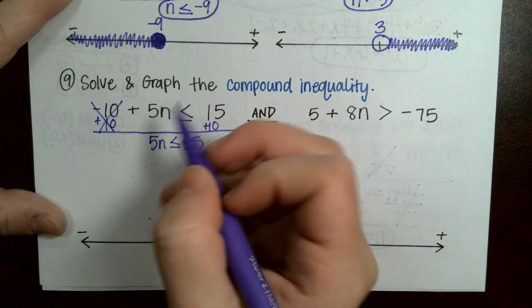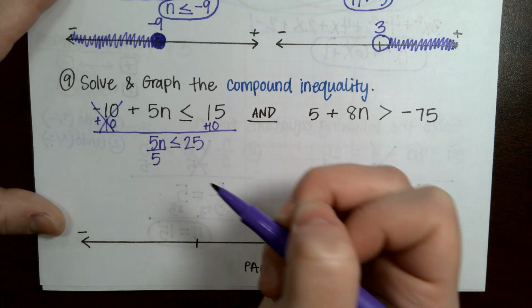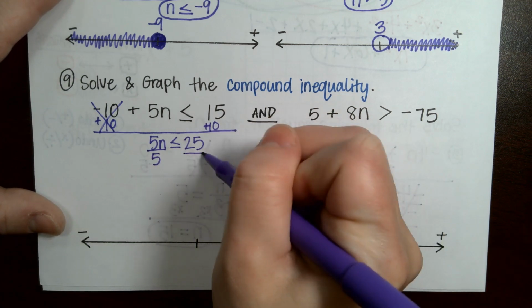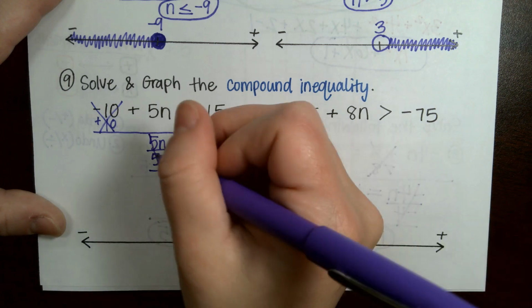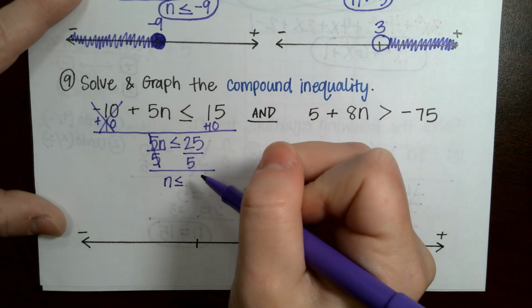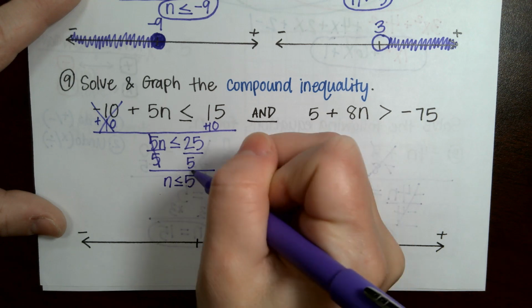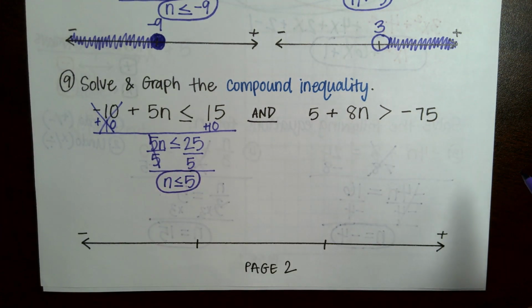Ooh, yeah, we want to use our inverse operations. This is a multiplication problem, but to get rid of that, we divide. Good. So divide by 5 on both sides. And that leaves us with n is less than or equal to what? 5. Good.